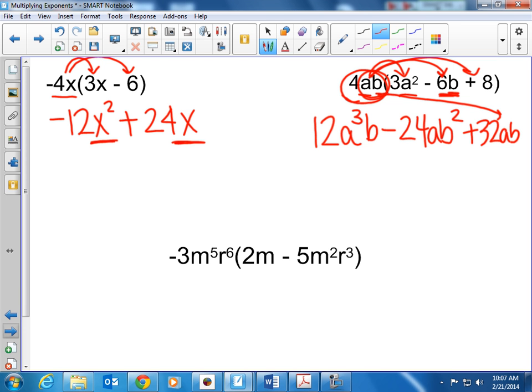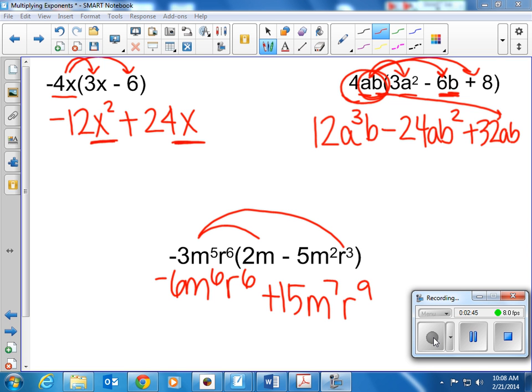Let's look at this third problem. Why don't you guys press pause, see if you can distribute the negative 3 times m to the 5th r to the 6th, and we'll see if we get the same answer. Okay, so this is what I got. I got negative 6 m to the 6th because I had an m to the 5th here and an m, that makes m to the 6th, and then r to the 6th. Then I multiplied negative 3 times negative 5 to give me a positive 15. I combined my m's to get m to the 7th and r to the 9th. Hope you got the same thing.